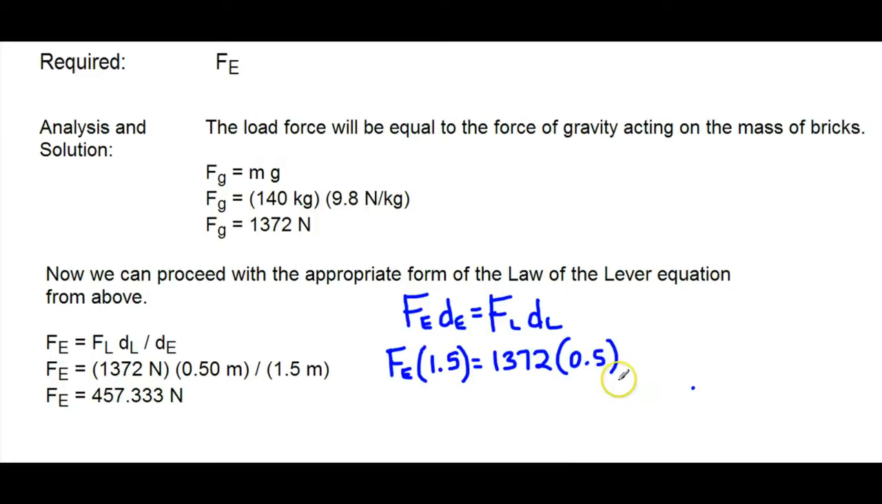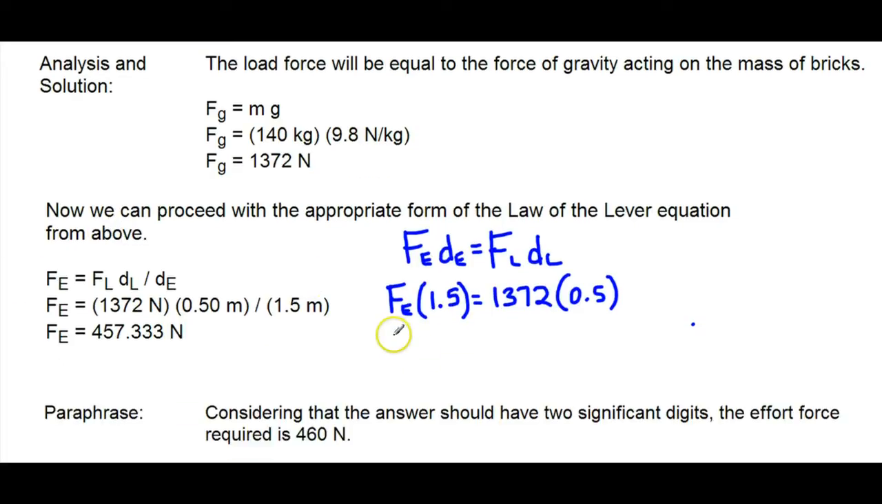Okay, so now what we need to do is solve, rearrange, simplify, and solve. So right now, all I would suggest doing is keep what you can as you see it, because we can't simplify this side any further. But we can figure out what the answer to this is. And so 1372 times 0.5 gives you 686.